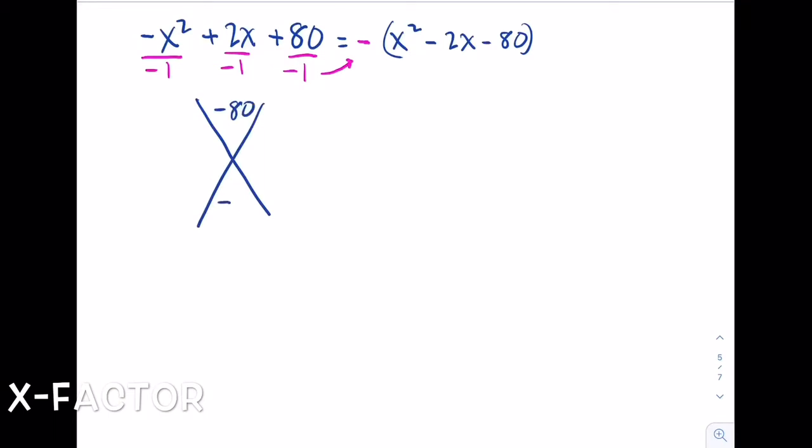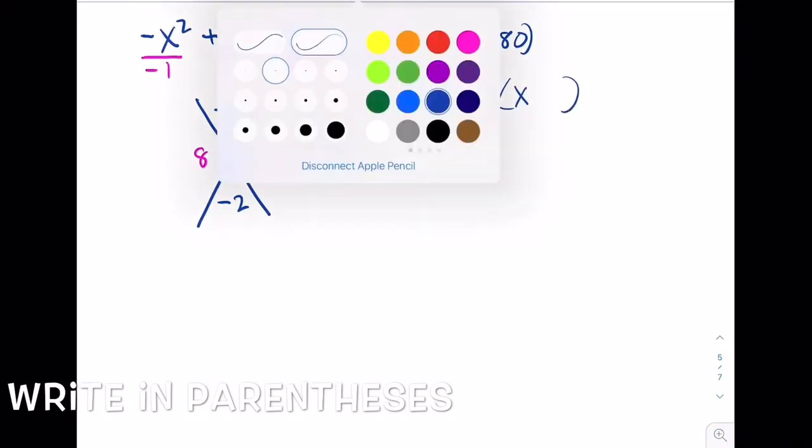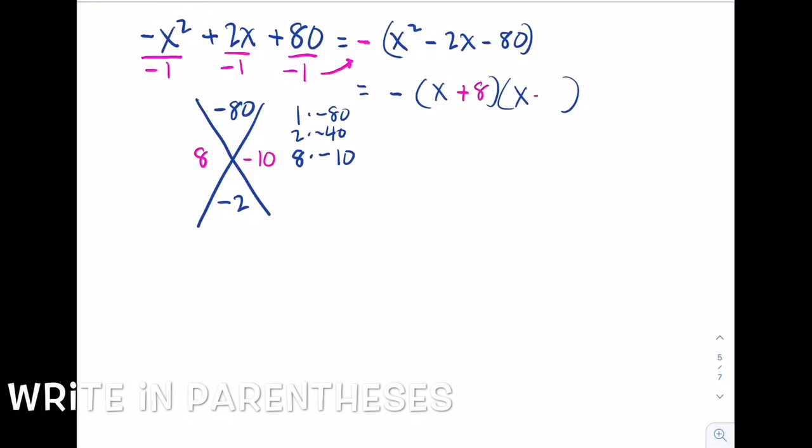Negative 80, negative 2. Factors of the 80 that add to negative 2. You could have 1 times negative 80, 2 times negative 40, 3, 4, 5, what? Go all the way to 8. 8 times negative 10. So that adds to negative 2. So our two factors are going to be 8 and negative 10. So when we write out the factored form, it's going to be negative, parentheses, x, and our two factors are going to be positive 8 and negative 10. And that's our factored form.